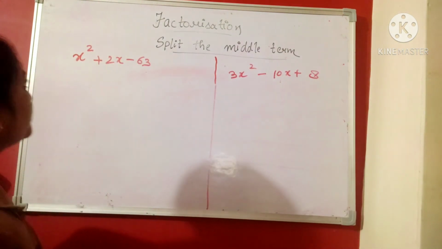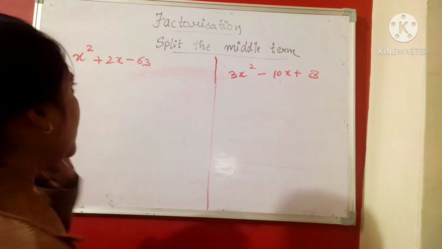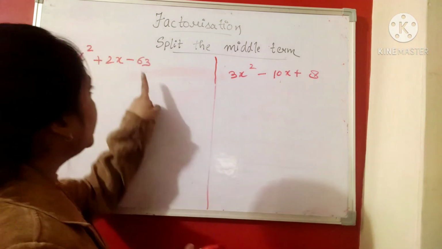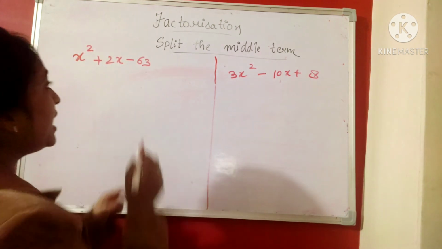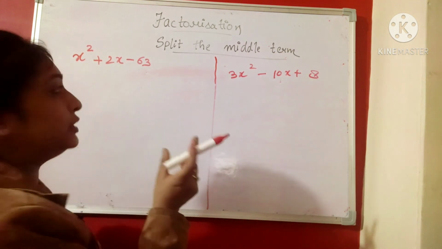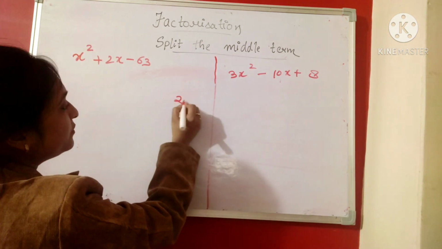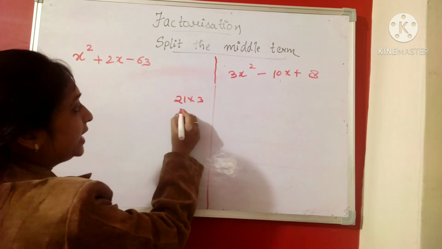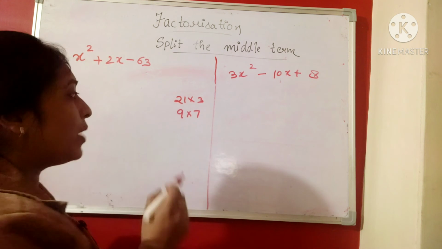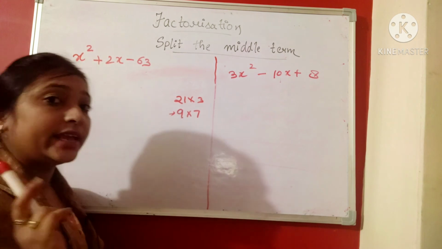One more example for you. Now here we have x square plus 2x minus 63, right? So find out the factors of 63 in such a way that multiplication should give 63, and what is the sign? Subtraction. And the subtraction of those two numbers should give plus 2. So what are the factors? Let us have 21 into 3 and 9 into 7, right? 9 into 7 can go. Why? Because its product is 63, and when we subtract it, we will get 2.